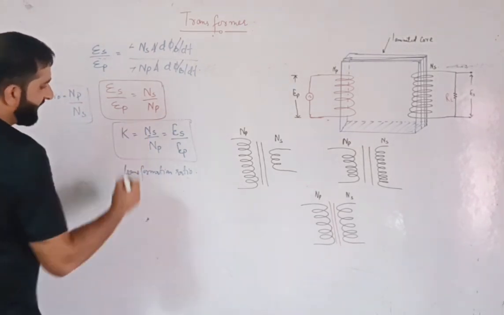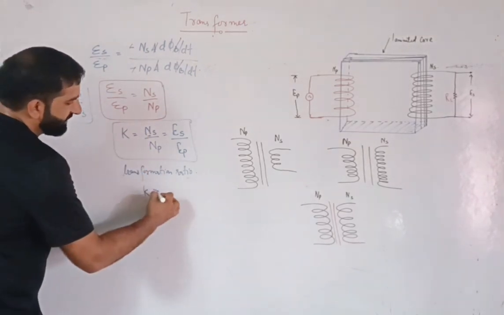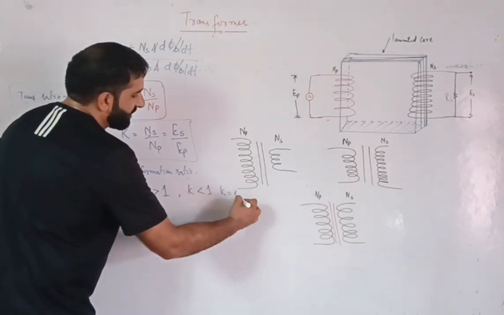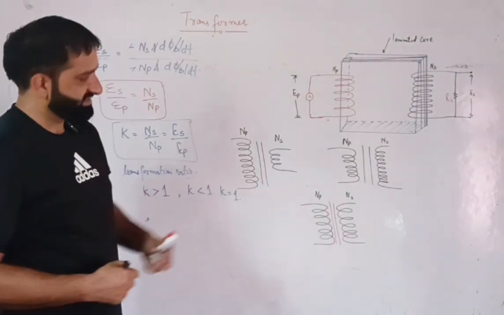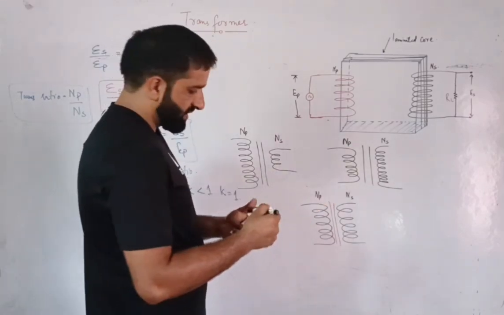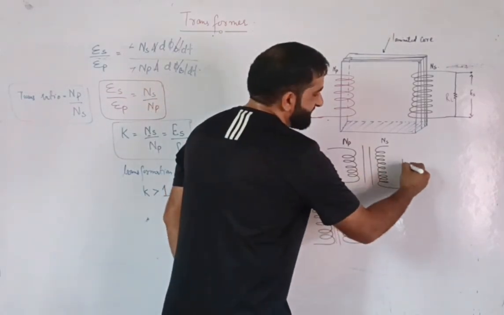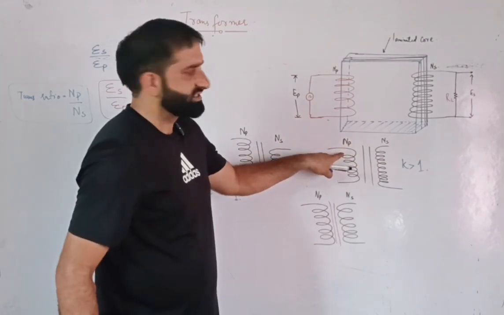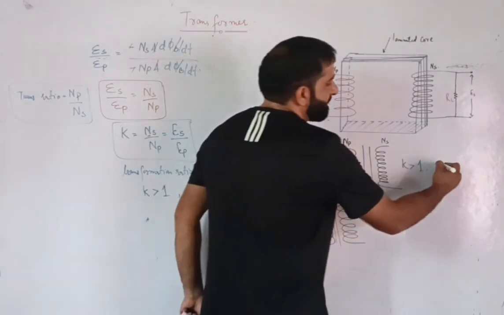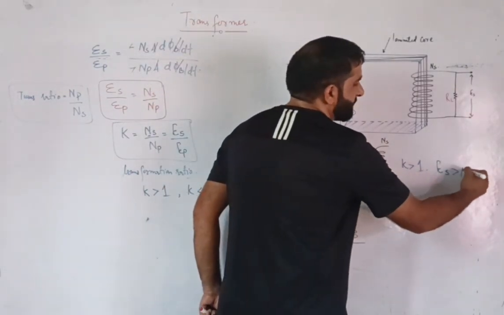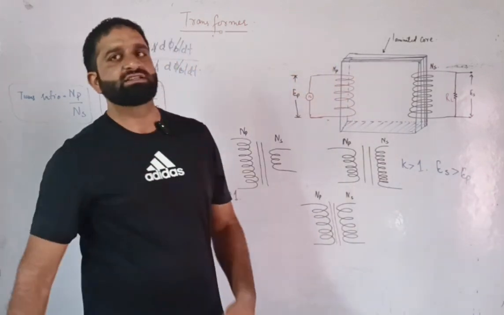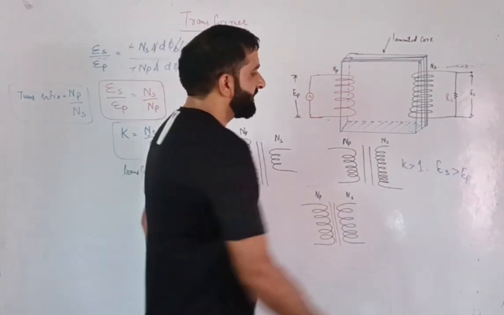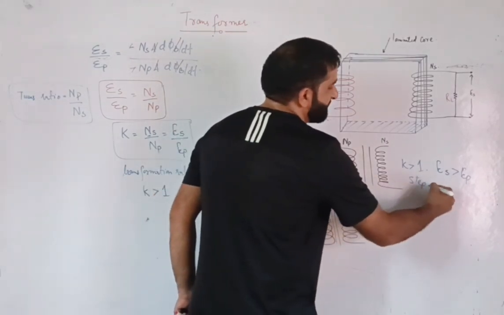Now, depending upon the value, K can be greater than 1, K can be less than 1, and K can be equal to 1. We can see this by these examples. In this one we have transformation ratio K greater than 1 because the number of turns in the secondary is greater than the number of turns in the primary. If K is greater than 1, we can easily see that ES should be greater than EP. So the EMF in the secondary coil should be greater than the EMF in the primary coil. This type of transformer is called a step-up transformer.